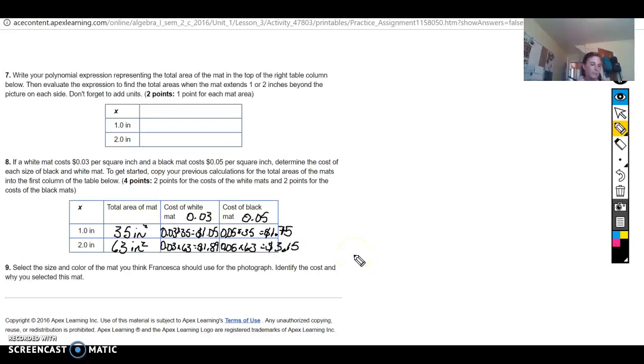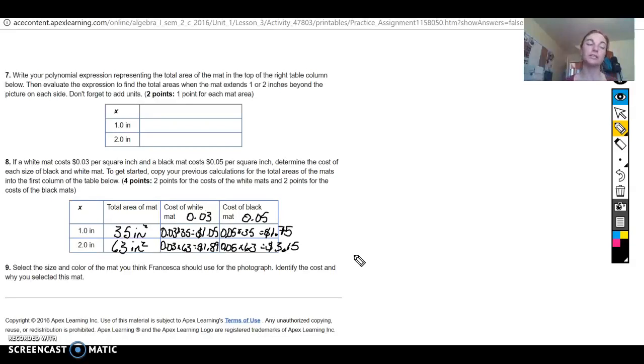So, and then the last question is just your opinion, what you think she should choose for a mat and why. Perhaps you're going with cost, perhaps you're going with look. So just justify. There's really no wrong answer for number 9, but just put in what you think she should purchase. And that is a very quick review of how to do this 1.3.4 practice assignment.